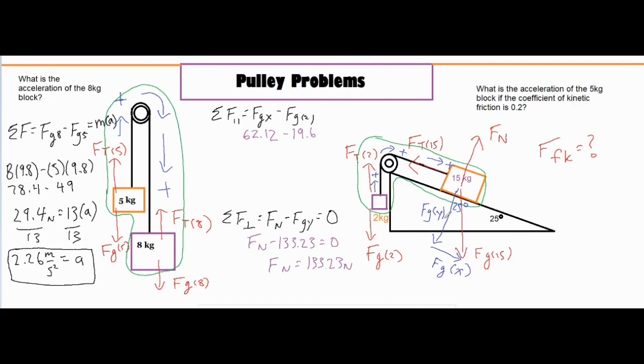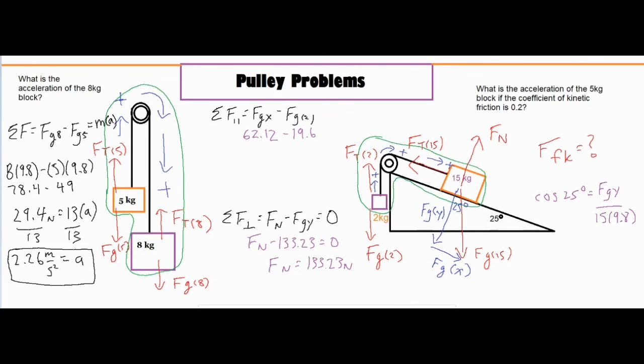To find the FGY, all I would do is take the cosine of 25 degrees and set that equal to FGY over the force of gravity of the 15 kilogram object, which is 15 times 9.8. So 15 times 9.8 is 147 newtons. You multiply both sides by 147 newtons, and that's how I got the 133.23 newtons for the FGY.